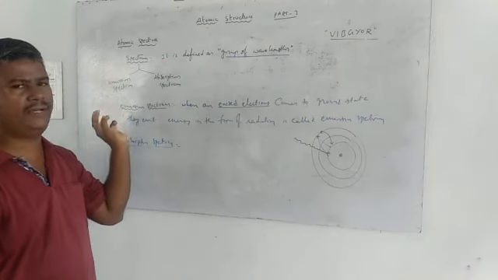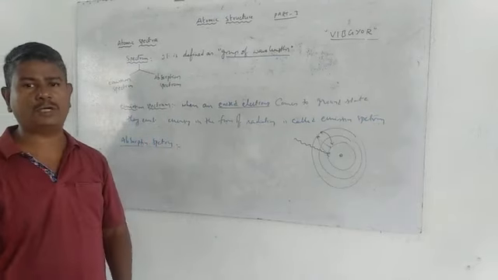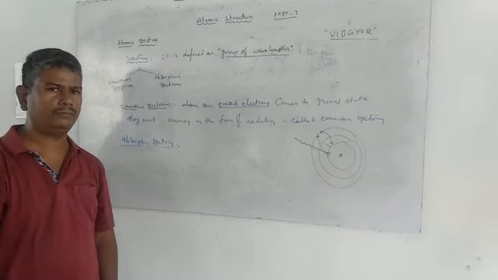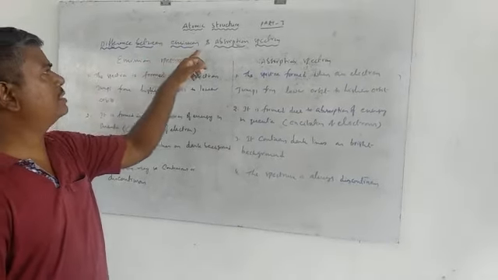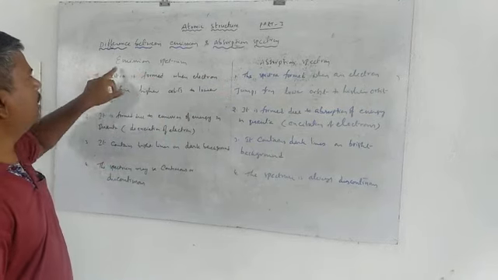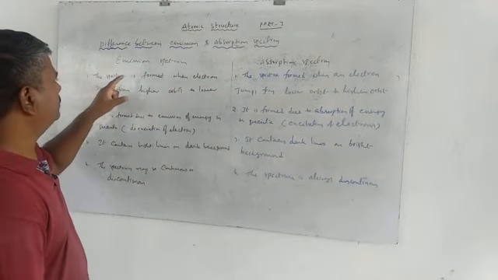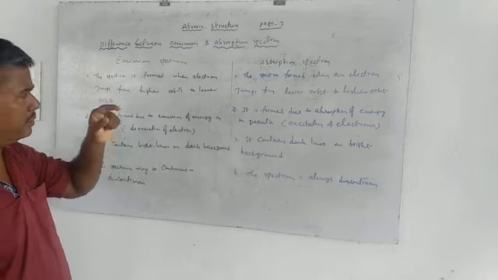And now make a note of the difference between emission spectrum and absorption spectrum. Observe the blackboard: emission spectrum and absorption spectrum. So the emission spectrum is formed with which one? Previously we told it just now.